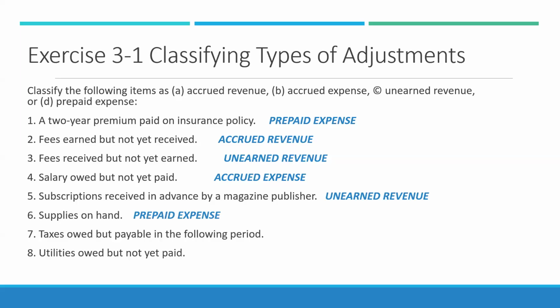Supplies on hand, prepaid expense, it's an asset. Taxes owed but payable in the following year, accrued expense. Utilities owed but not yet paid, accrued expense. These are examples of adjusting entries. Okay? Are they prepaid expense? Are they unearned revenue, accrued revenue, or what am I missing? Accrued expense.